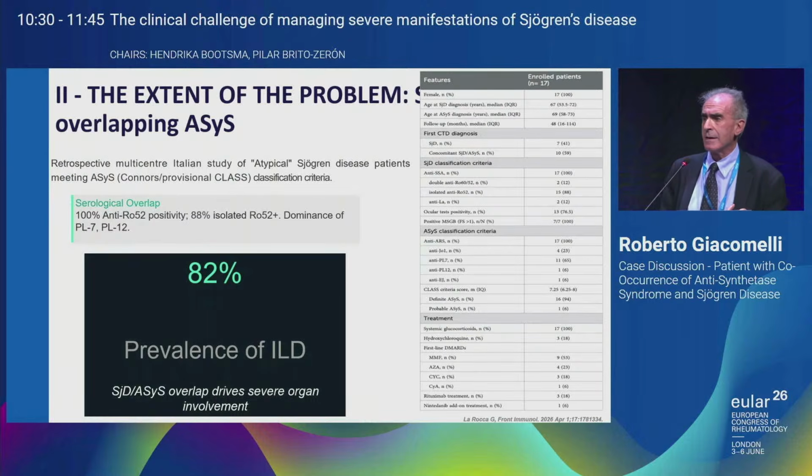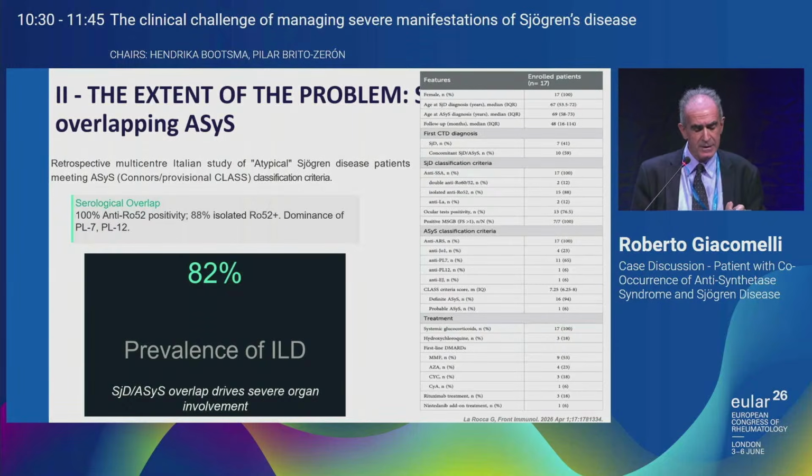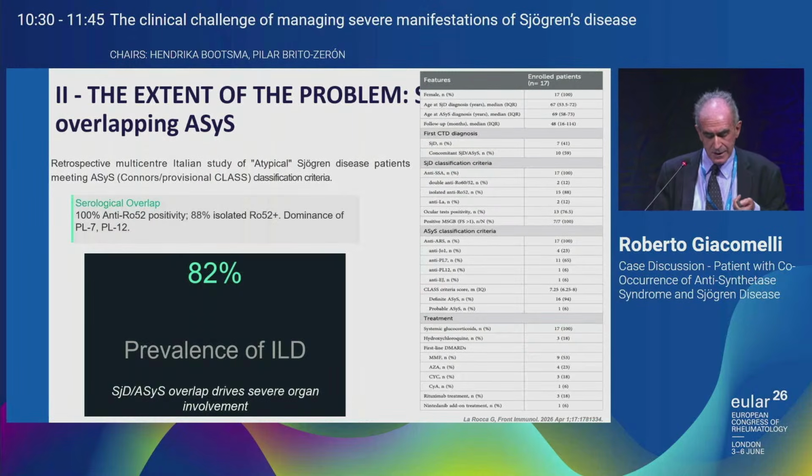And all the patients displayed anti-Ro positivity, 88% only the isolated Ro52 positivity, and also PL7 and PL12 were very well represented. Among these patients with the double diagnosis, 82% had interstitial lung disease, confirming the importance of the lung involvement in this specific atypical subset of patients.